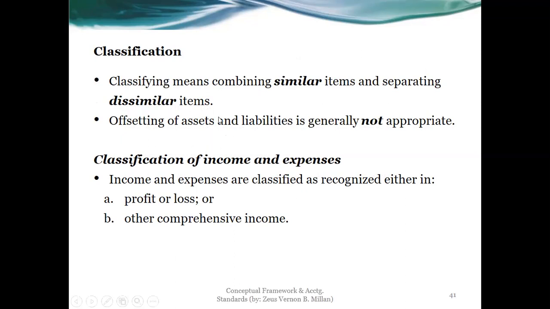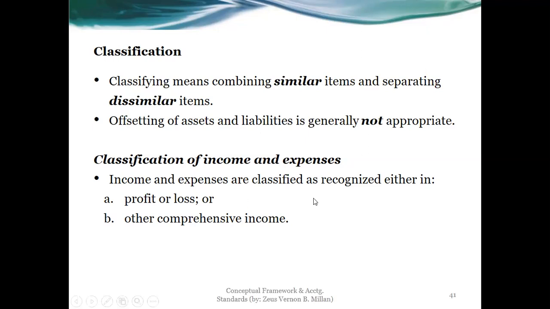Then another point here is offsetting. Now, it is not allowed that assets and liabilities are to be offsetted or deducted or netted with each other. The assets and liabilities should be presented separately on the financial statements because they have to be shown or highlighted. Although offsetting can be allowed in certain situations.